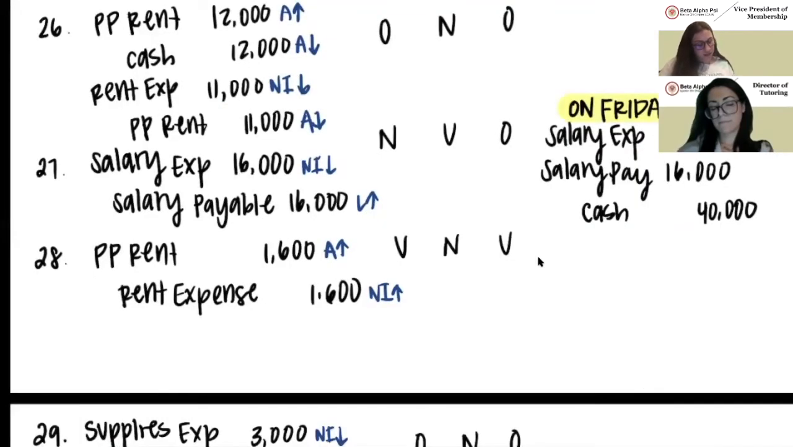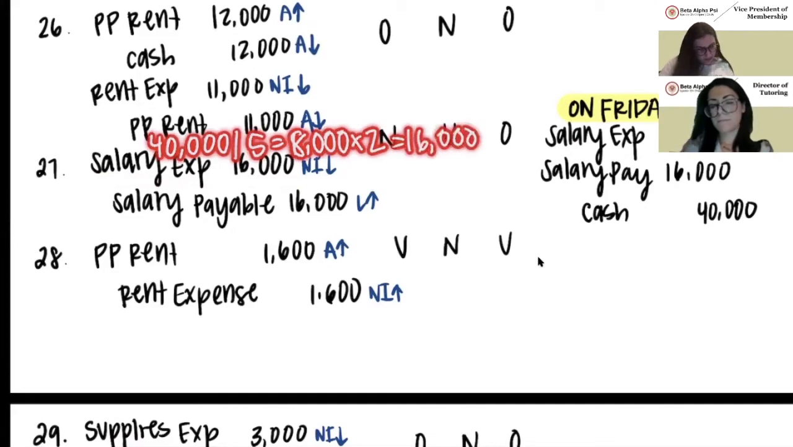So they should have done a debit to salaries expense for 16,000, which is the 40,000 divided by 5 days a week, which is $8,000 a day, times 2 because it's Monday and Tuesday, which is 16,000. That's how I got that 16,000.